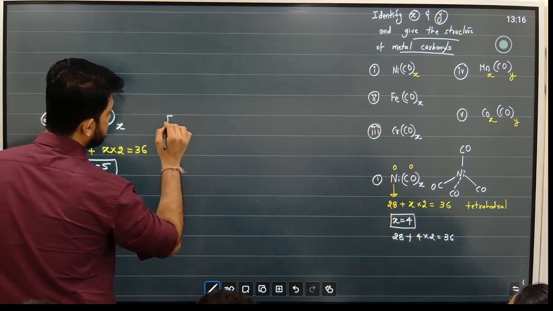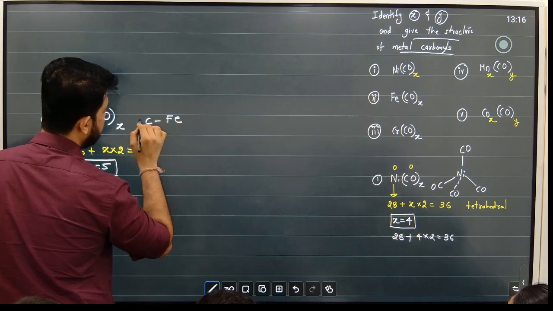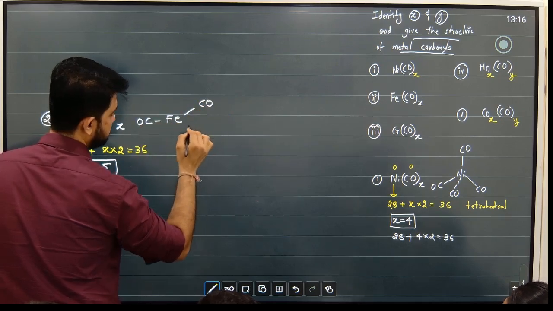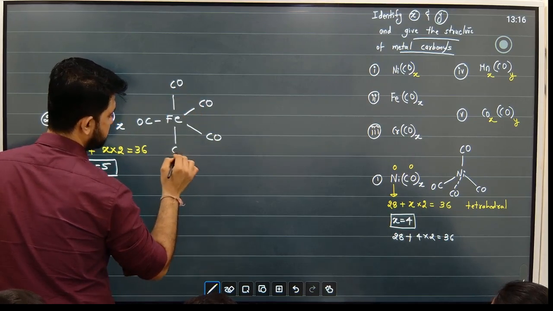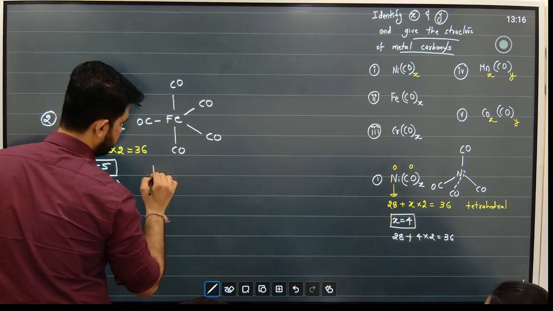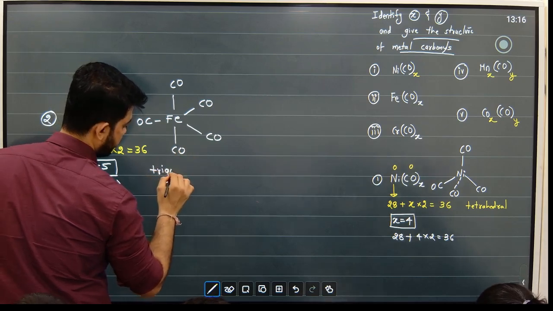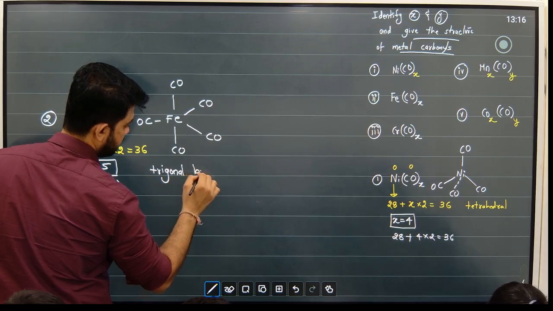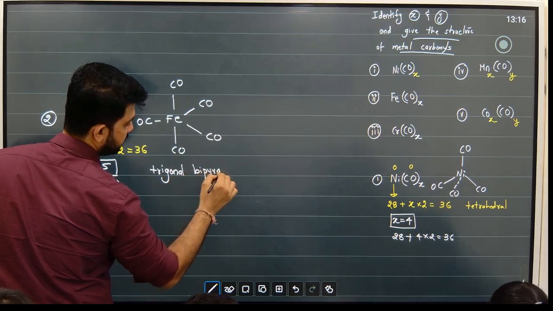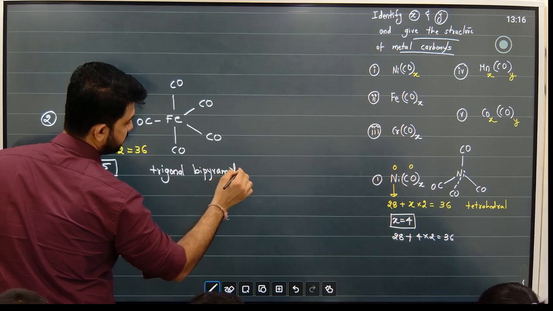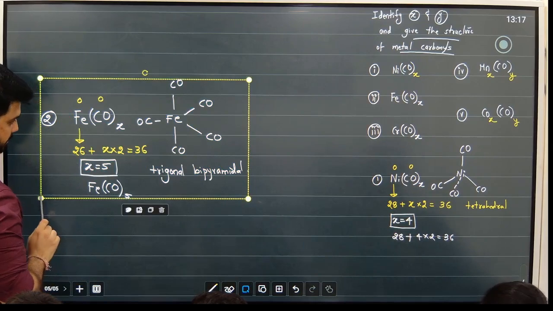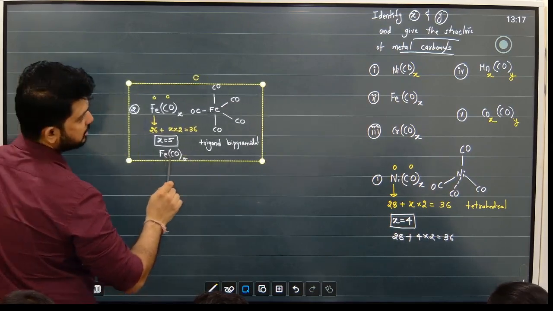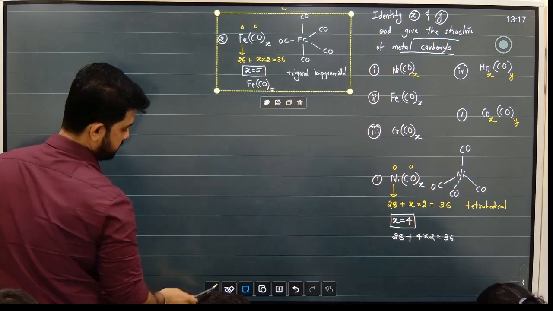Can anyone tell me what will the geometry be for Fe(CO)5? Excellent. Trigonal bipyramidal. One CO above and one CO below. So this will be trigonal bipyramidal. Any questions here? Chalo. Let's try the third one. Pause.